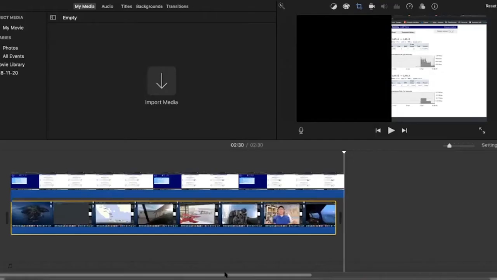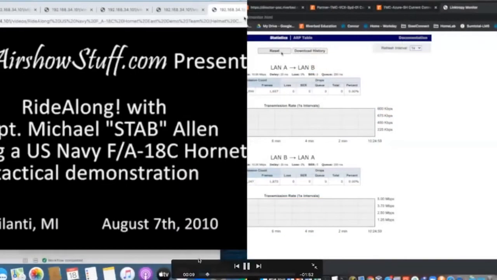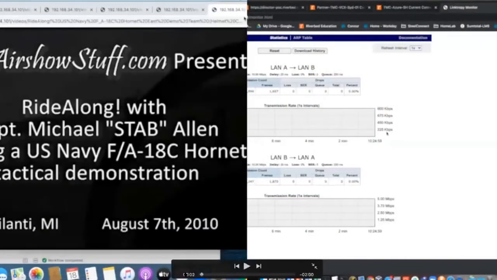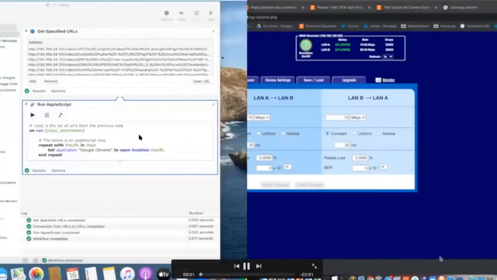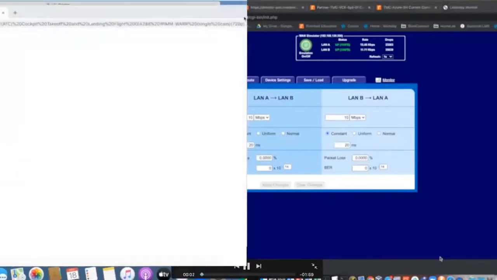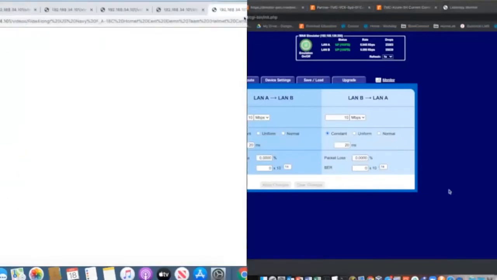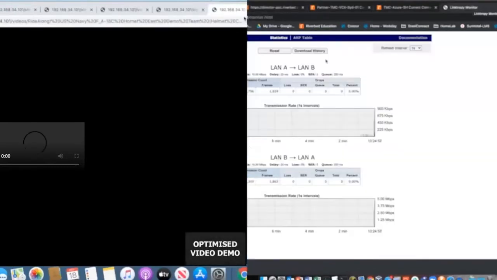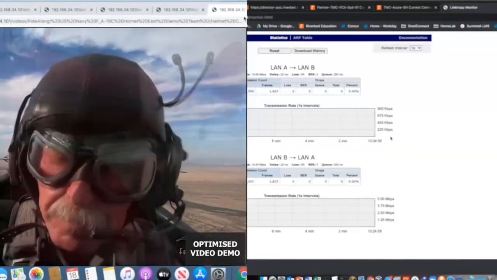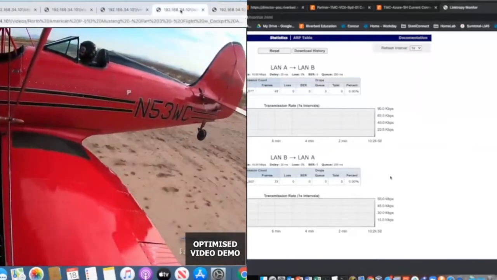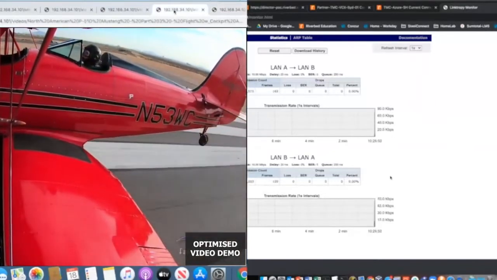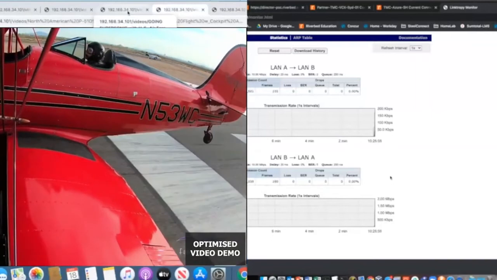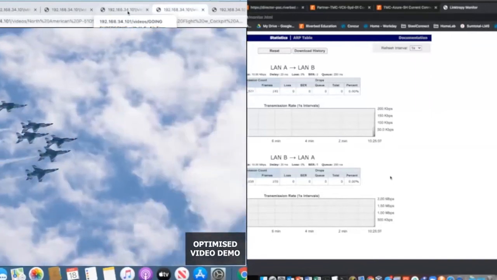What we'll do now is we will show you the optimized version. Let me just go straight to the start. So you can see we're running the same script, and we're running the same bandwidth. So I'm going to be incrementing the bandwidth to similar sort of levels. So you can see it's all running.